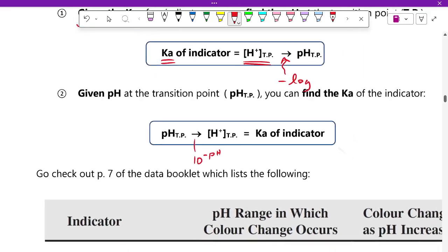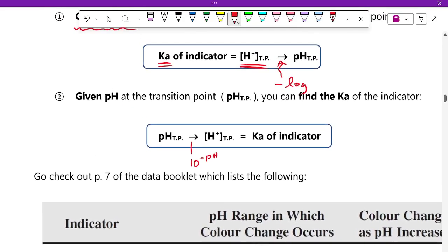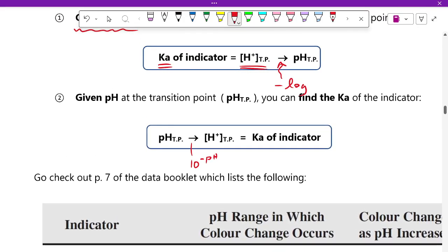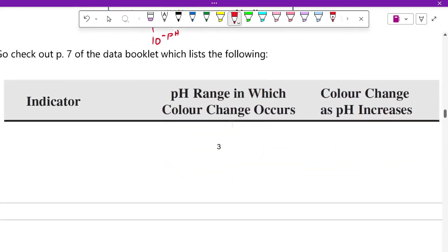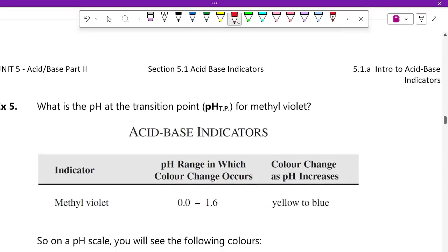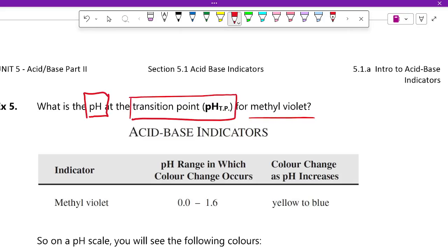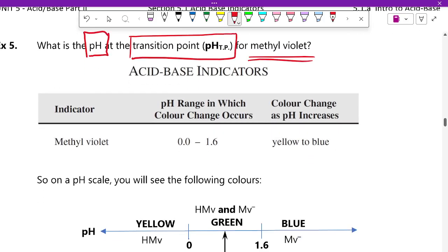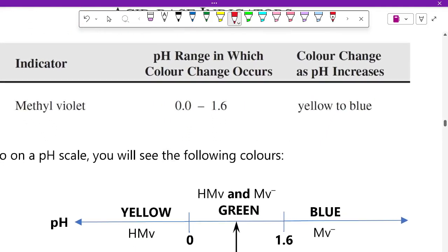So on page 7, we've already looked at page 7. We have the indicator, the pH range, and the color change. So we're going to use that data to do some math. What is the pH at the transition point for methyl violet? I've put the data in here so we can take a look at it. So methyl violet changes color from 0 to 1.6.